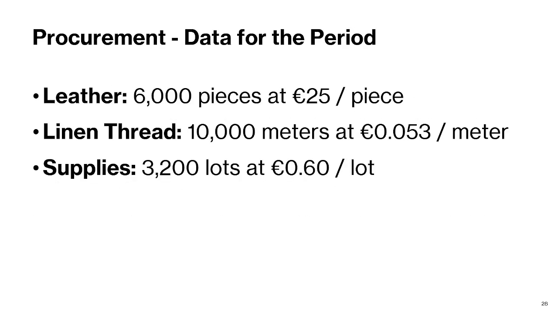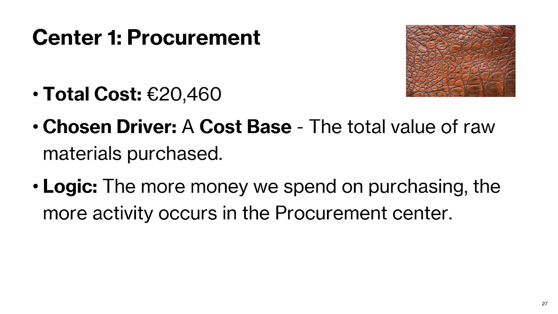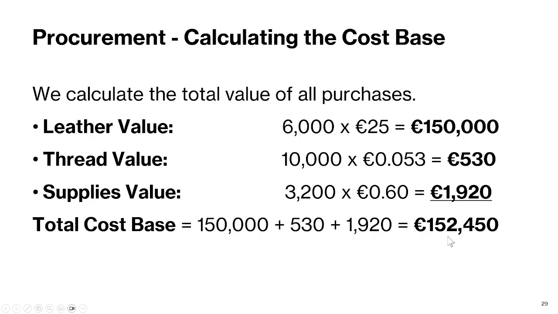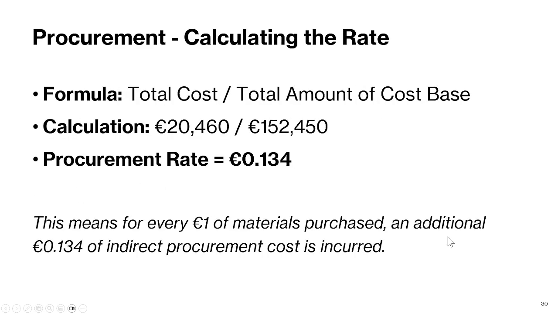So what does it mean when we have this calculation? Now we calculate the rate. The rate is the total cost divided by the total amount of the cost base. So we have a procurement rate of 0.134. This means for every single euro of material purchased, an additional 0.134 euro of indirect procurement cost is incurred.